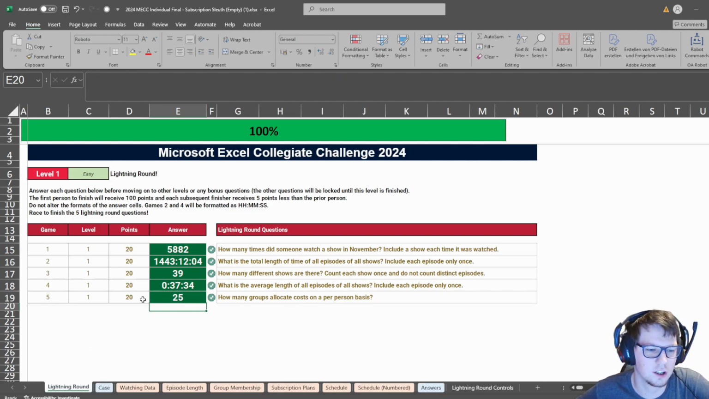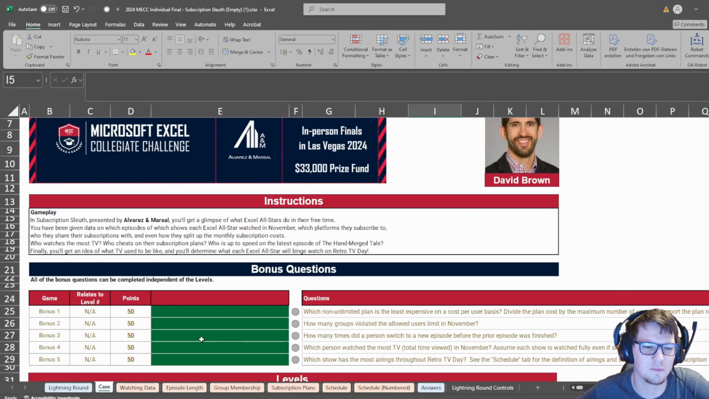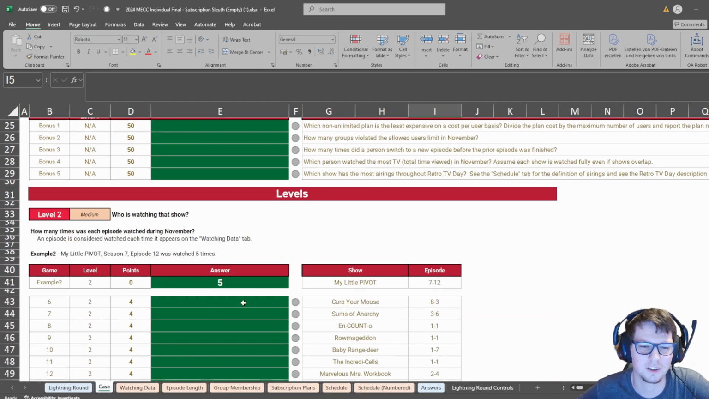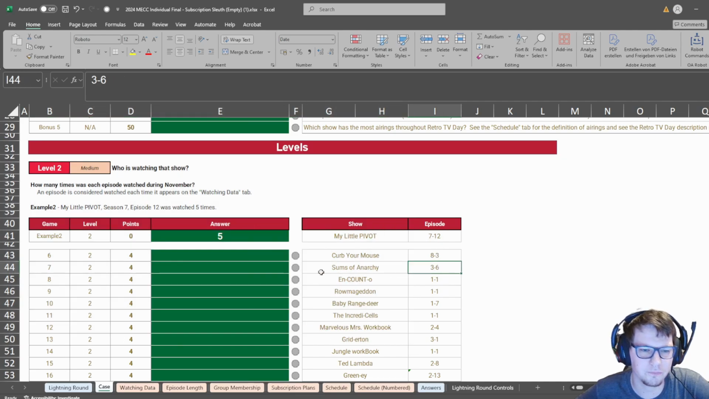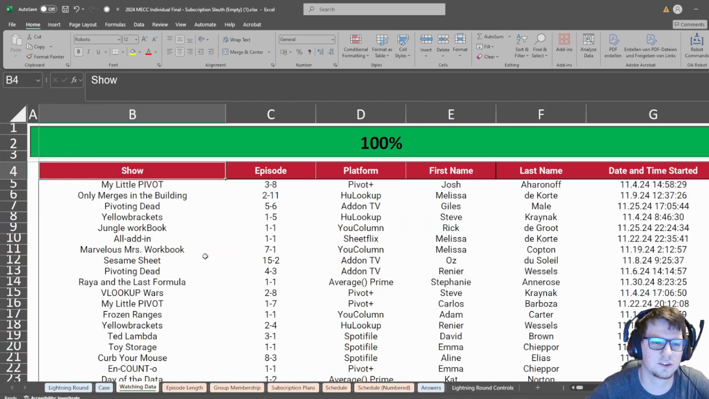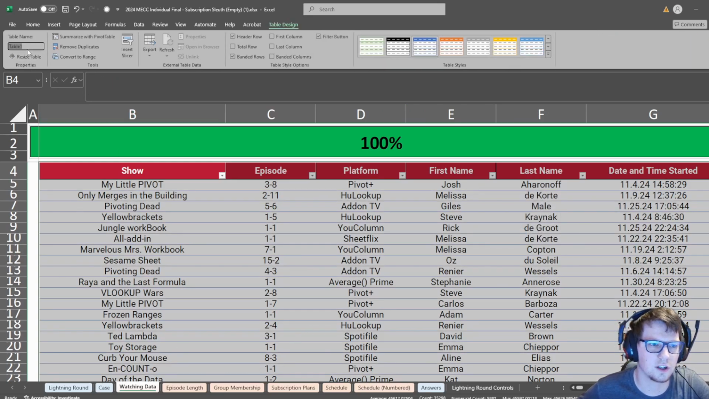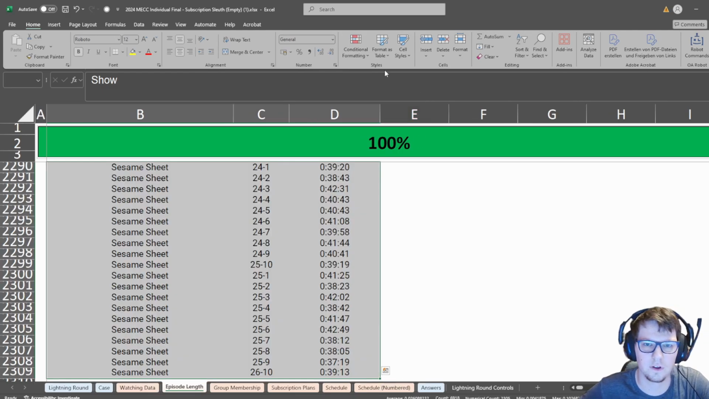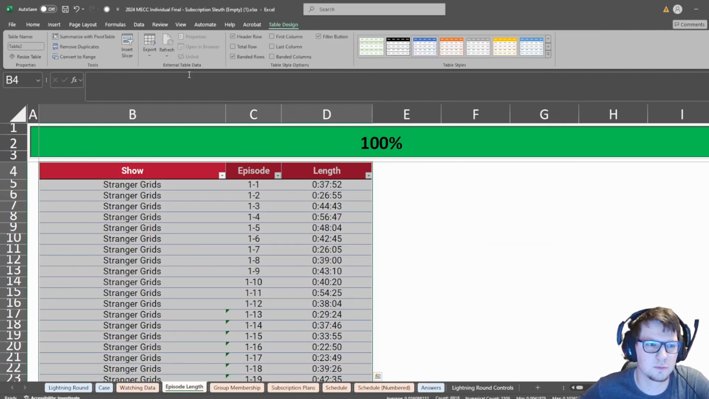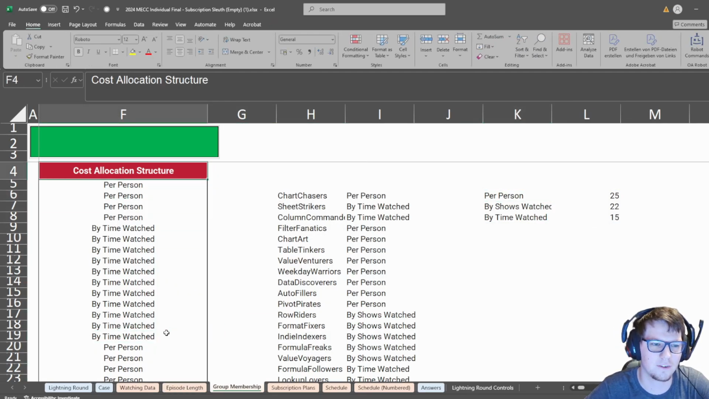Then we have done the lightning round, which can be done faster, of course, if you do not talk about it. I will skip the bonus questions for now and jump right into the levels. So yeah, how many times was an episode watched during November? But before I ask this, I will convert all of those to tables and name them watch and data. I know there's a shortcut for this, but I don't use it, at least by now.